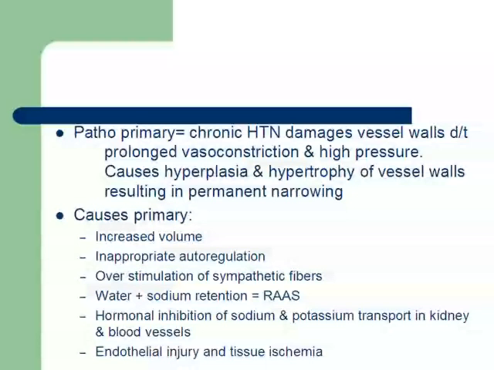Overstimulation of sympathetic fibers by the brain or alpha fibers will cause vasoconstriction and will increase the blood pressure. You could have water and sodium retention that stimulates the renin-angiotensin-aldosterone system, which will cause vasoconstriction, raising your blood pressure, cause the release of aldosterone, and the saving of sodium and water.